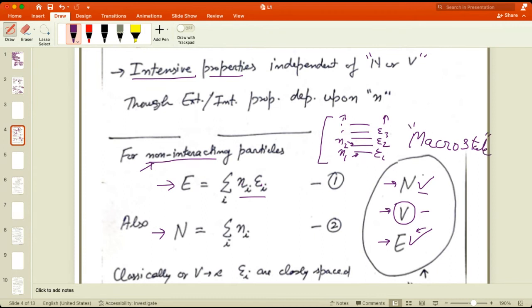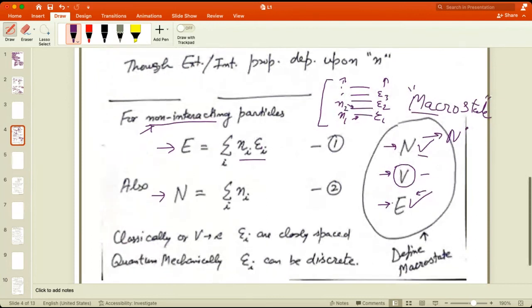So suppose you change your N to N dash, you change your number of particles keeping V and E the same, so my macrostate will change, right? The macroscopic behavior of the system is going to change. Now, this is how you define your macrostate. Suppose you have your macrostate fixed, like you describe a macrostate with N, V, E.